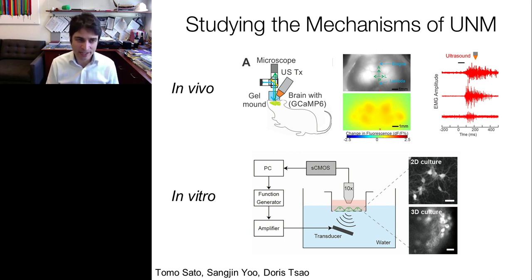For the in vivo case, we are using calcium imaging of the mouse cortex in transgenic mice while applying the ultrasound and trying to see what's going on. And in vitro, we're working with cultured neurons where we can, again, look with imaging at what the ultrasound is doing to them, and we can have much more access to perturb them in various ways, pharmacologically, genetically, et cetera, to try to get at some of these mechanisms. And I'm going to give you a summary of what we found in both of these cases.